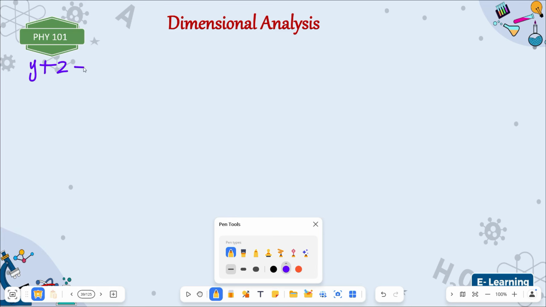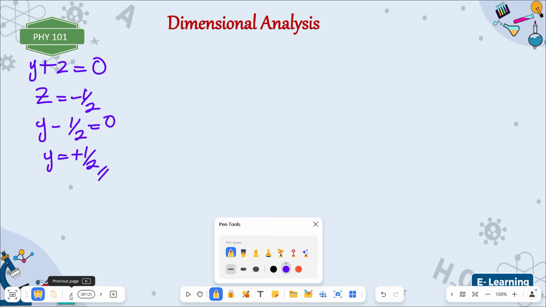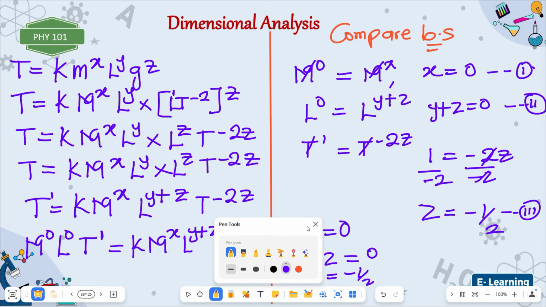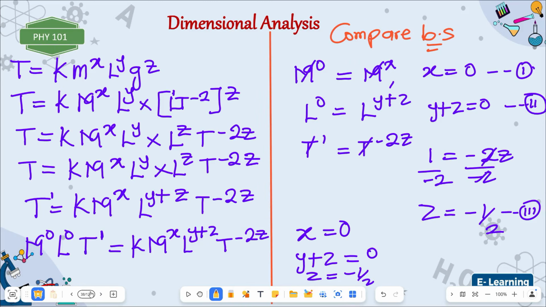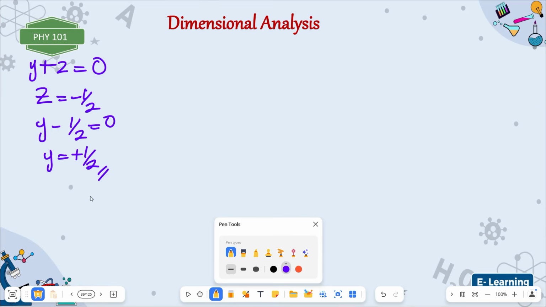Y plus Z is equal to 0. Recall that Z is minus half. So this gives us Y minus half is equal to 0. And Y is equal to plus half. Is that okay? Y is equal to plus half. And that is the answer to that question. So Y is equal to plus half. So we've gotten all our variables. X is 0. Y is half.